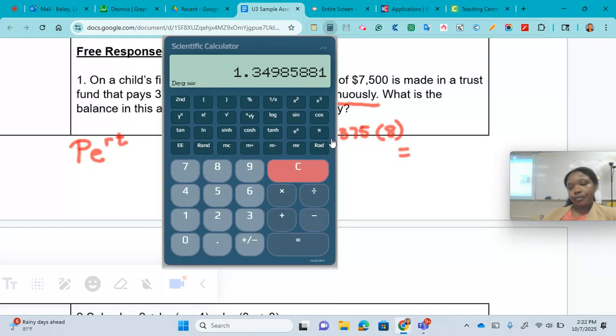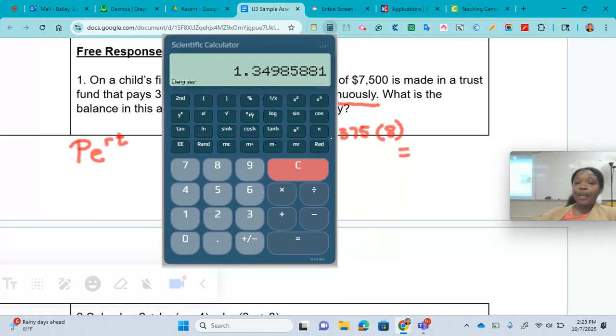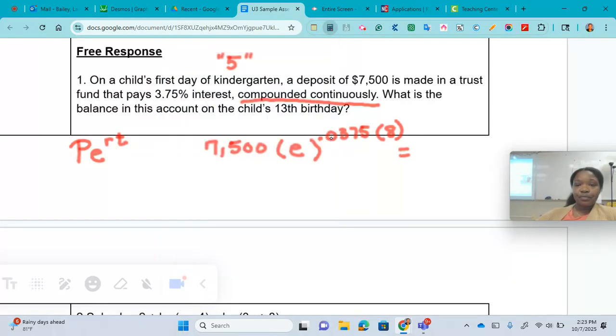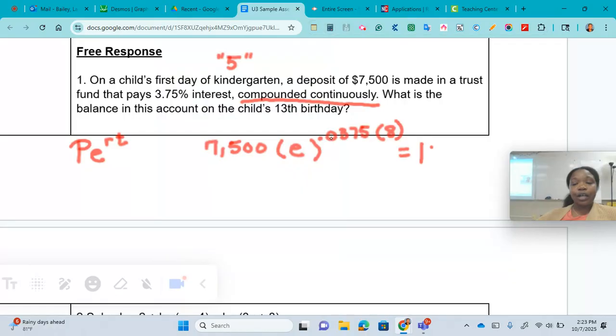The letter e. Yes. And then we're gonna multiply it by the 7,500. And let me make sure that it did it right. Yes. So our amount after 8 years will be $10,123.94. Any questions? Nope.